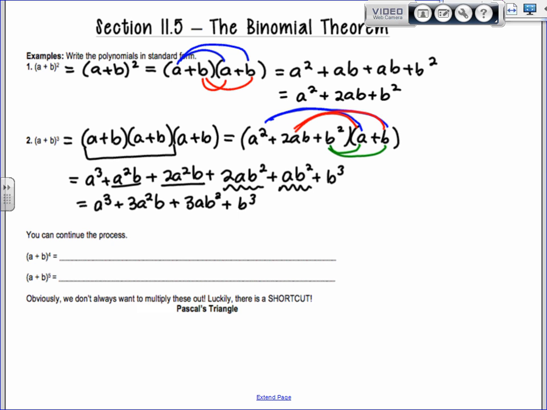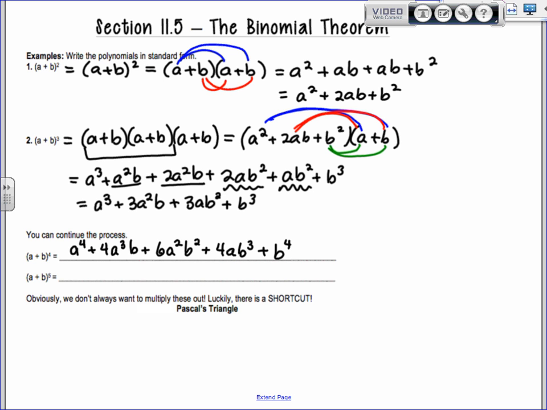And we could do this over and over again. We could do (a plus b) to the 4th. We could do (a plus b) to the 5th. Or I can tell you the shortcut for doing this. There's a shortcut. All right, so if I have (a plus b) to the 4th, the pattern looks like this: a to the 4th plus 4a cubed b plus 6a squared b squared plus 4ab cubed plus b to the 4th.